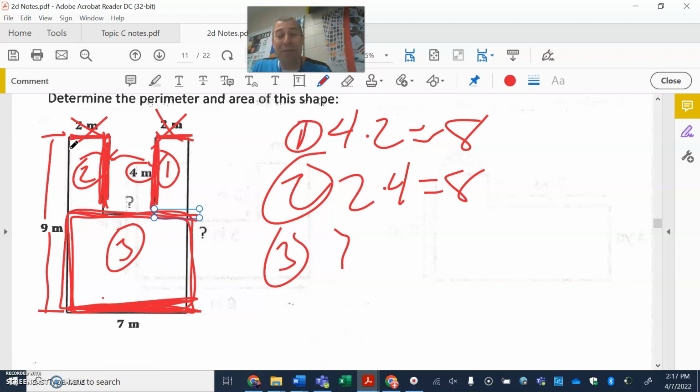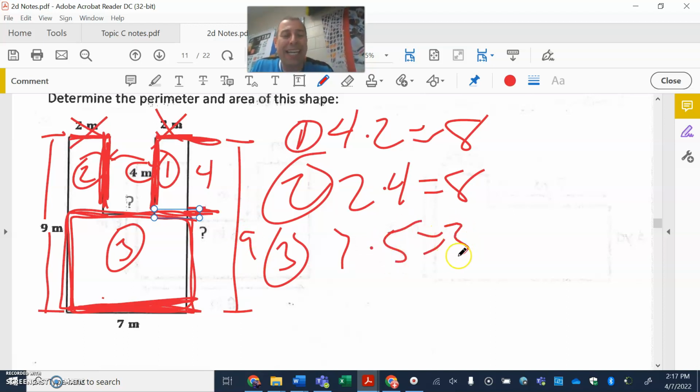Well, it's the 4 goes up and down. So if we look at this, I know from here to here is a 4. I also know that the entire distance is a 9, which means the missing amount, yeah, that's a 5. So I get an area of 35 for region 3.